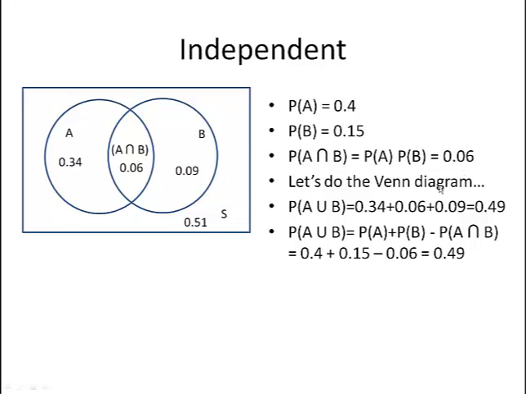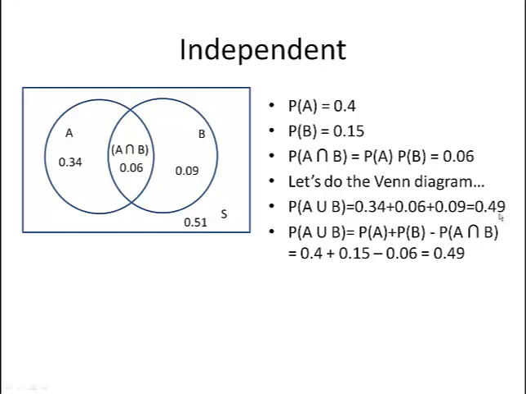If we go ahead and do our Venn diagram, we're going to put in our 0.06 right here. And then to make sure that this is still 0.4, this value is going to have to be 0.34. And to make sure that this value is still 0.15, this value is going to have to be 0.05. So if we're going to figure out the union again, we're going to add the 0.34, the 0.06, and the 0.09. And the result is 0.49.